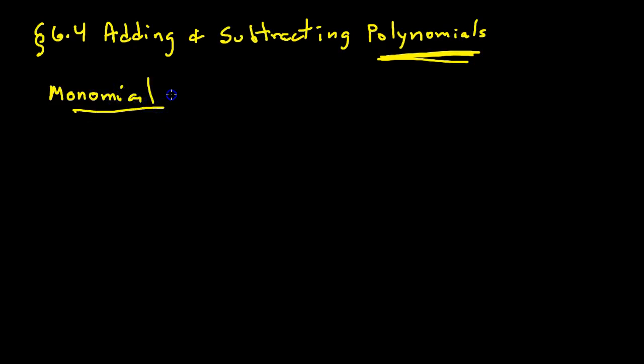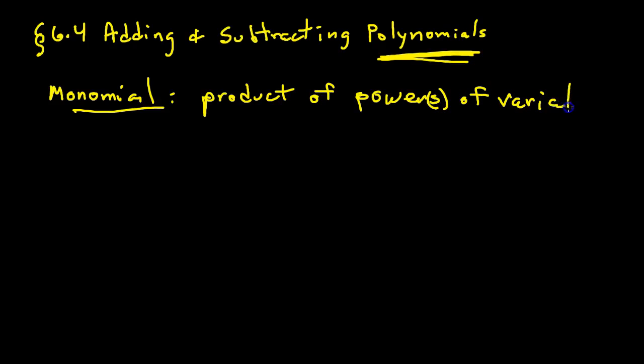A monomial is a product of powers, could be more than one, powers of variables, could be more than one, and constants, most times called coefficients.